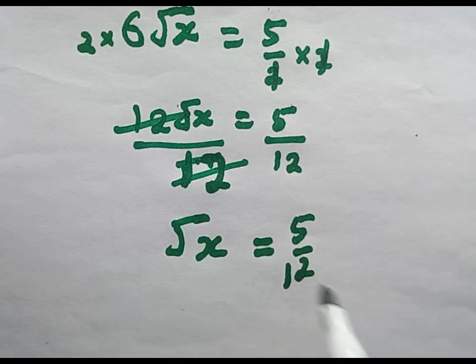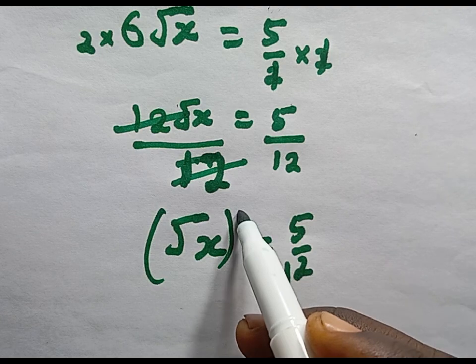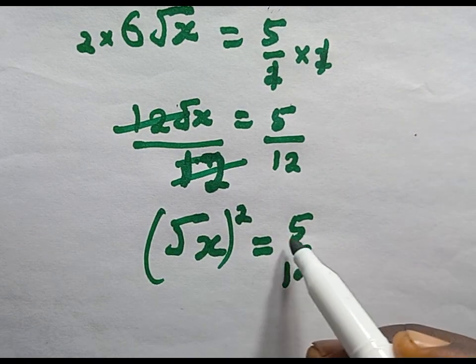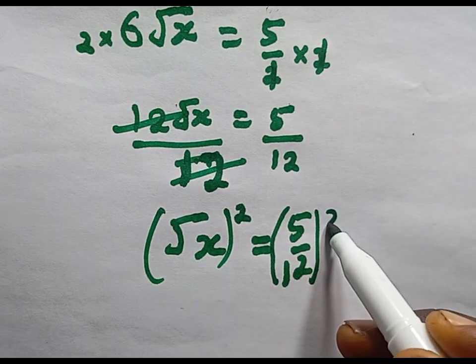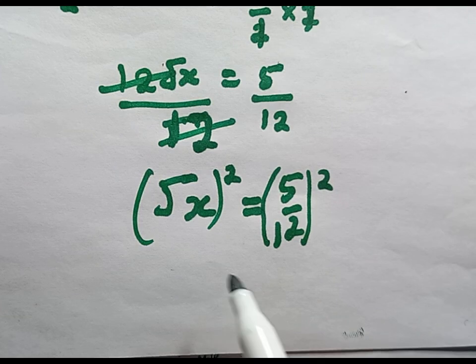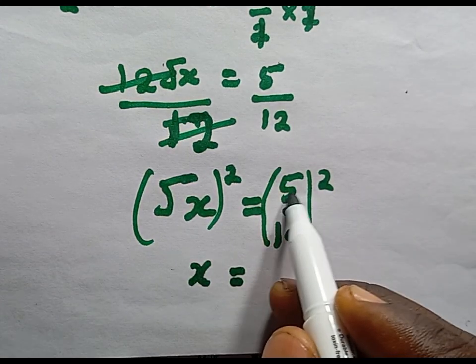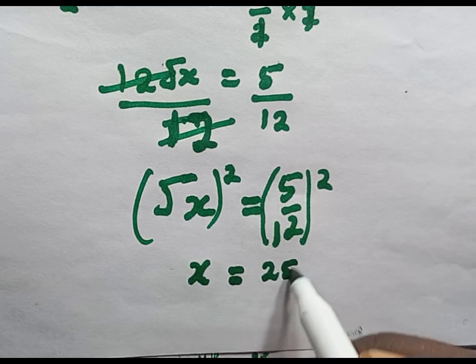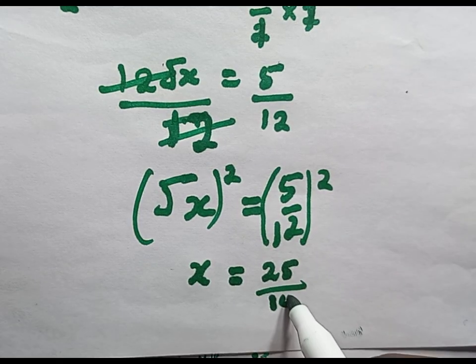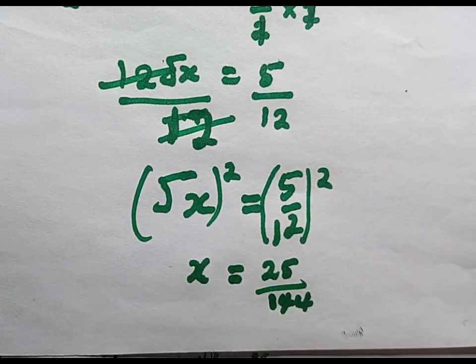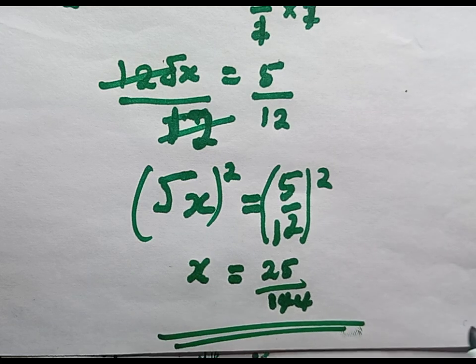Okay, and at this point we can just take the square of both sides, so we can remove this square root. This is squared, and eventually x is now equal to 5 squared, which is 25, and then 12 squared is 144. This is actually going to be the final answer to this problem.